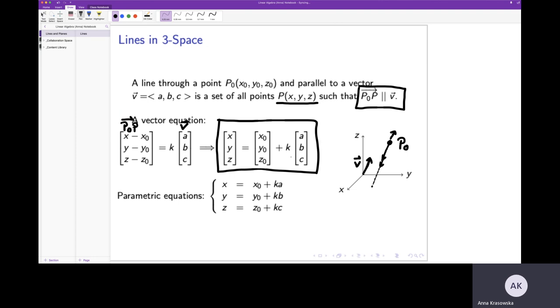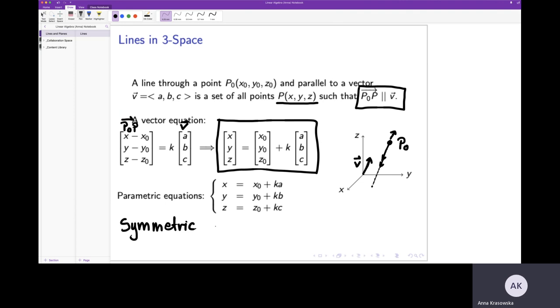Once we have a vector equation and we write three separate equations for x, y, and z, we will call those parametric equations, which is the same information.